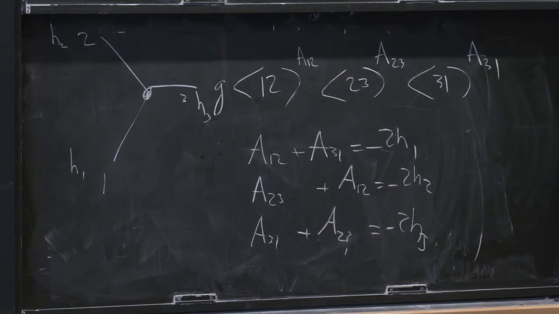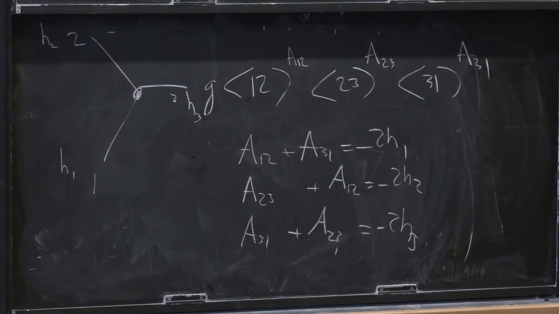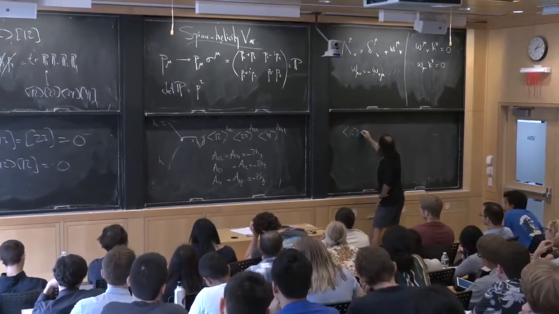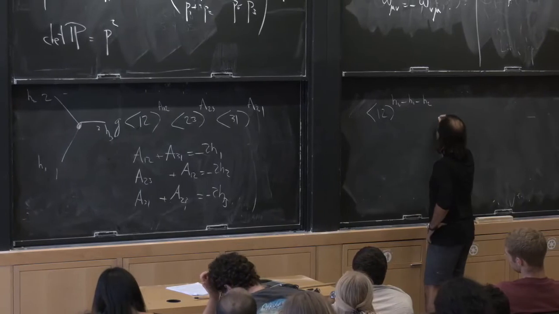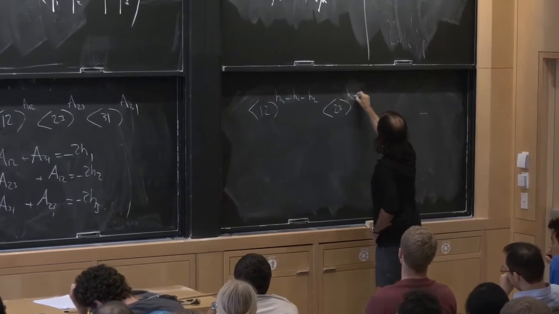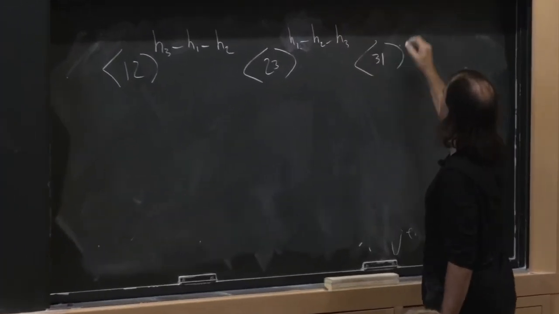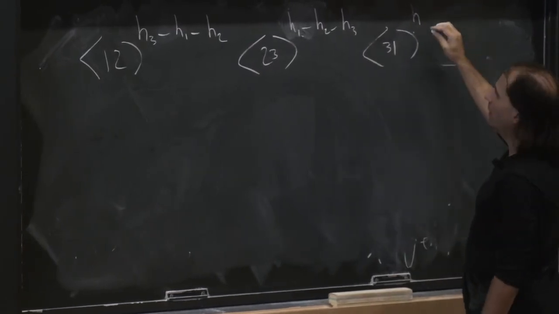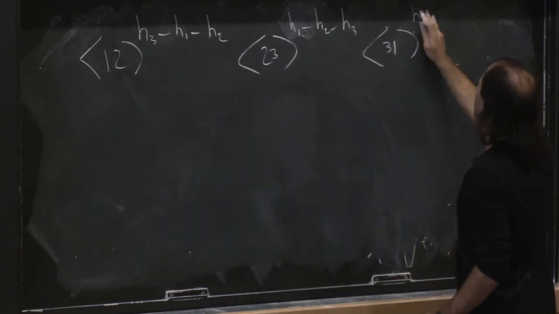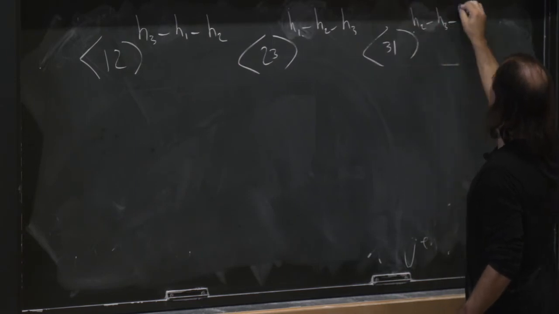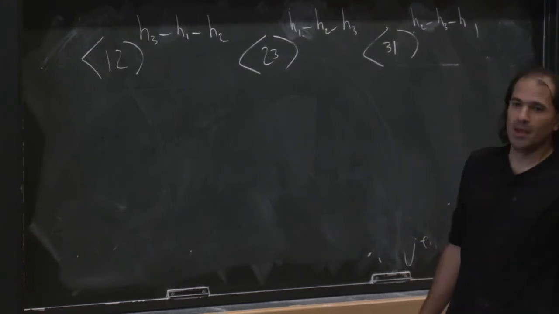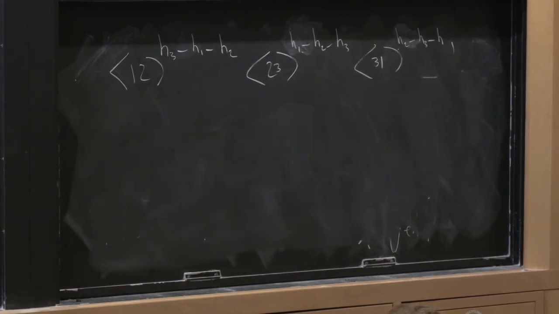So what can it be? Let's write it down again. In this configuration, I can have <1 2> to the h3 minus h1 minus h2, <2 3> to the, again, just by symmetry, h1 minus h2 minus h3, and <3 1> to the h2 minus h3 minus h1. All right, so that's what it is, and that's all I can get in this configuration.